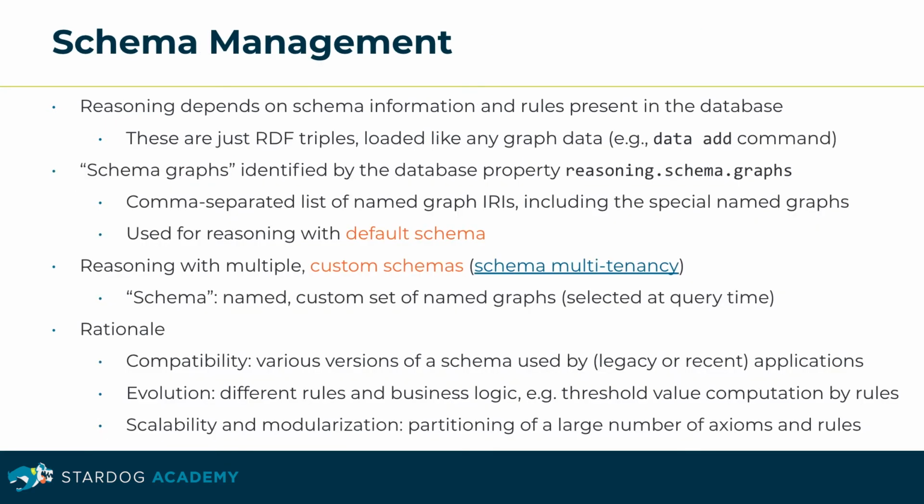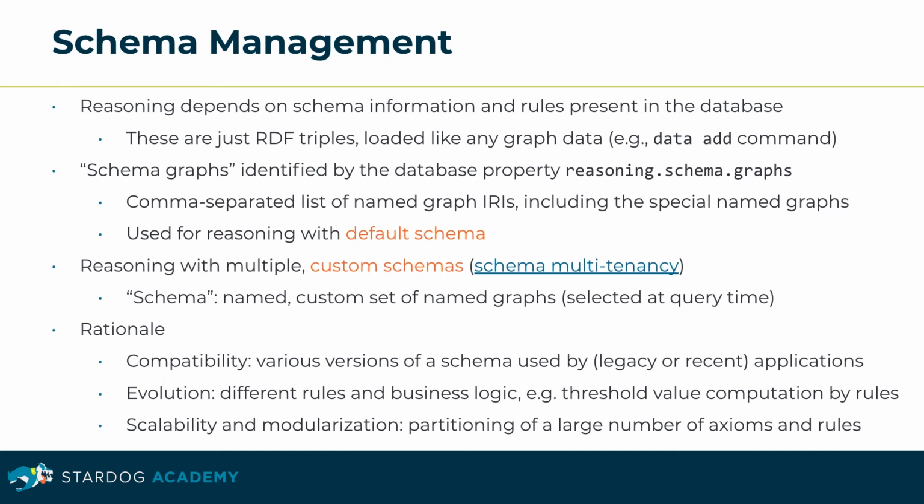Reasoning depends on schema information. These are axioms and rules present in the database. These are just RDF triples loaded like any graph data, for example via the data add command. Stardog will search for this information in schema graphs identified by the database property reasoning.schema.graphs. This configuration comprises the so-called default schema.